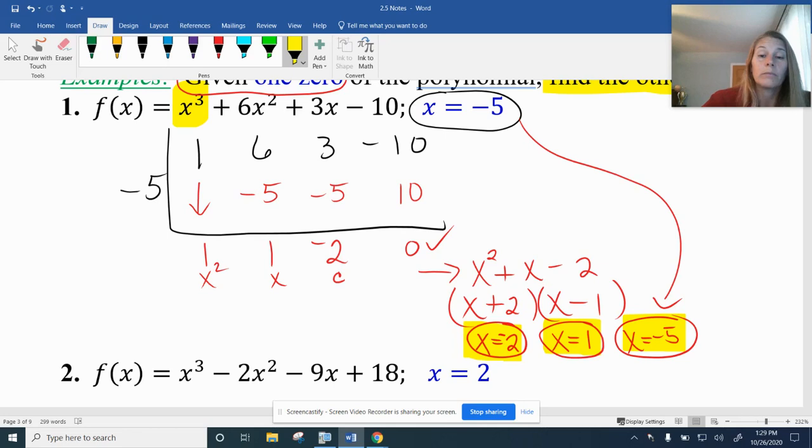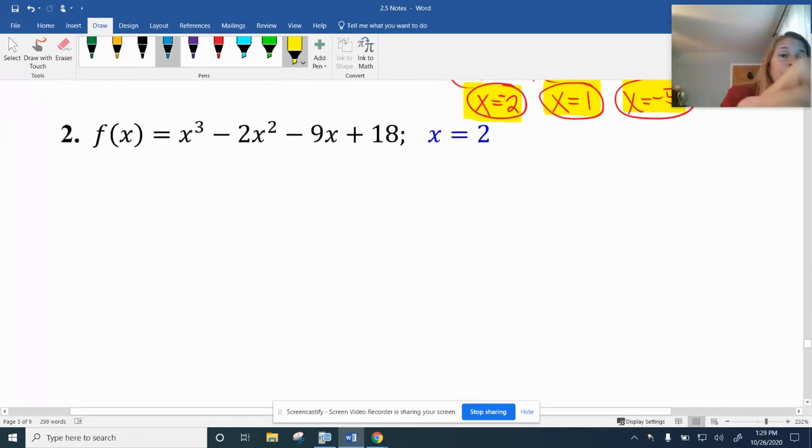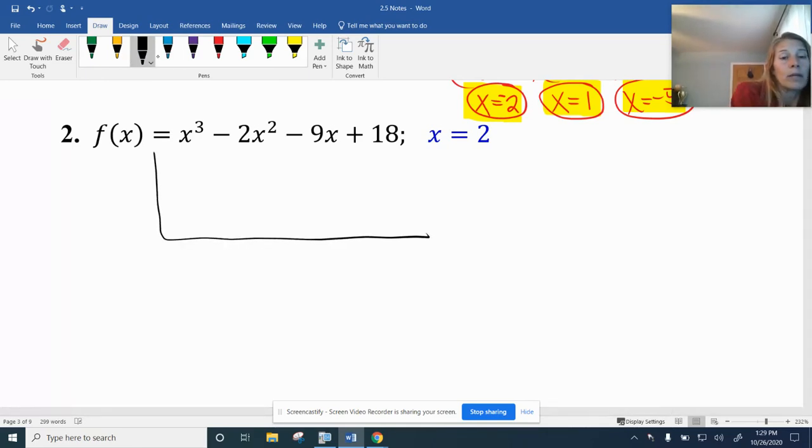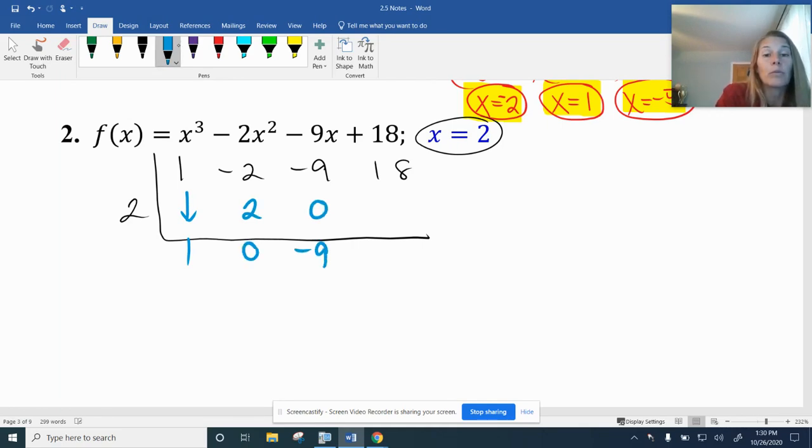All right, so let's try number 2. All right, so again, setting up my synthetic grid, I have a 1, a negative 2, a negative 9, and an 18. And since this says x equals 2, I can just leave the 2 as is and put it out in the front. So dropping down the 1, 1 times 2 is 2, adding those up I get 0, 0 times 2 is 0, adding those up is negative 9, multiplying it negative 18, which confirms the 0. So this is definitely one of my answers.